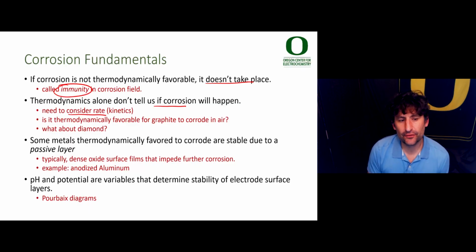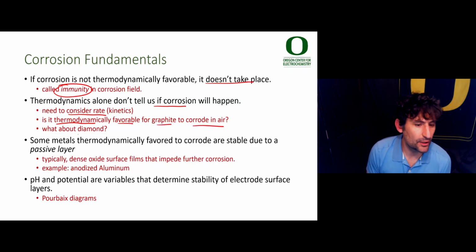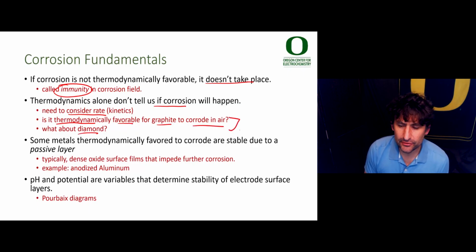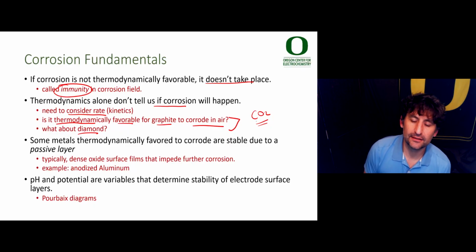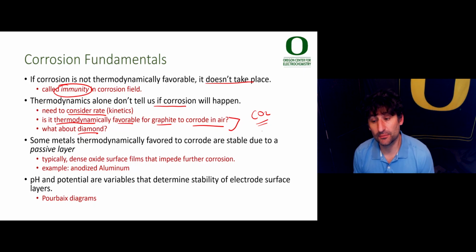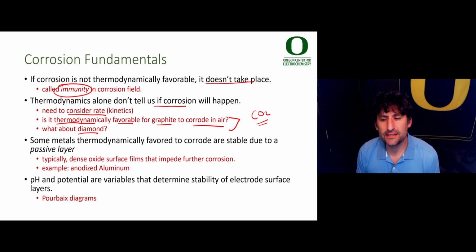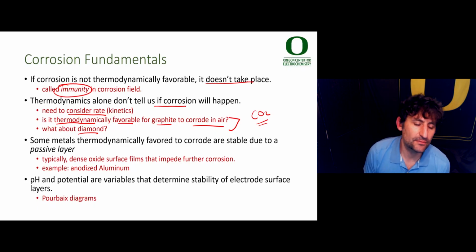For example, is it thermodynamically favorable for graphite to corrode in air? What about diamond? Yes, both of these are very thermodynamically favorable to corrode to CO2. But it doesn't happen, because the kinetics are too slow. Rearranging those bonds, breaking the carbon-carbon bonds and making the carbon-oxygen bonds, is a very difficult, kinetically slow process where you have to go over a large activation barrier.